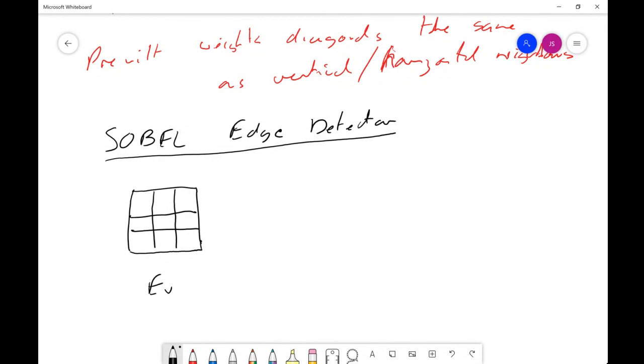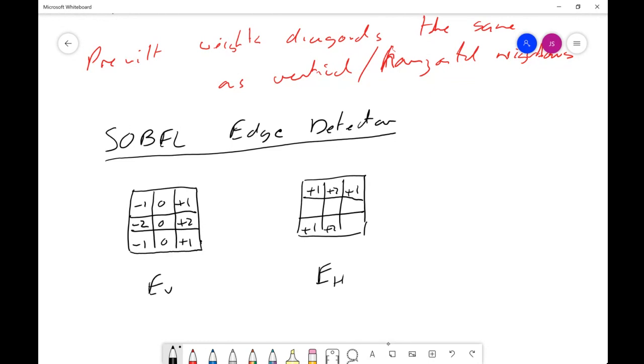EV is -1, -2, -1, putting more weight on the horizontal left-hand neighbor than the diagonals. 0, 0, 0, +1, +2, +1. And that will detect the vertical strength, and the second window will detect the horizontal strength. And this will be +1, +2, +1, +1, +2, +1.